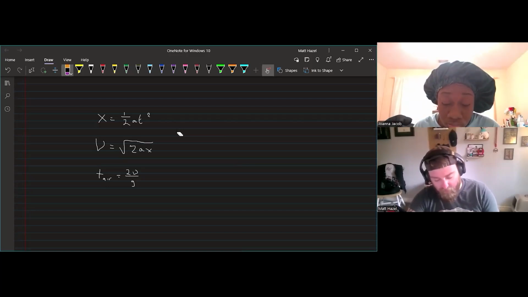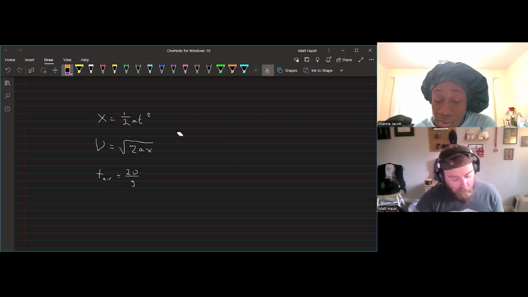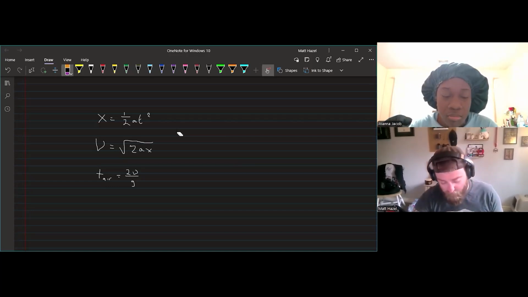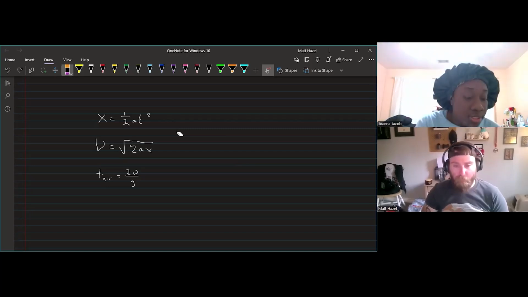Mostly when they bring up velocities, they're going to be applying it to a force or trying to calculate a distance. Perfect. I can remember those three things. Give me a moment.